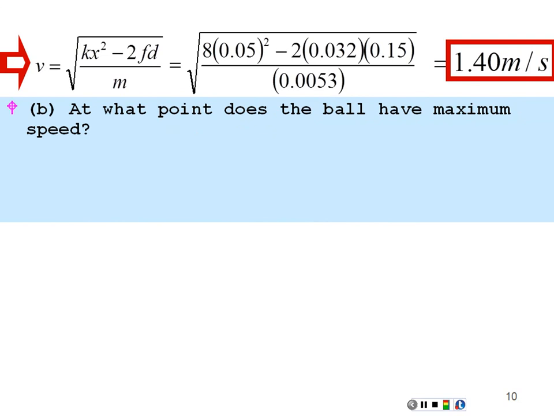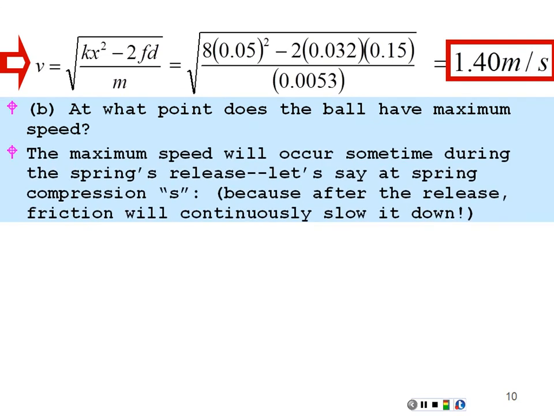At what point does the ball have maximum speed? This is kind of a more difficult twist to the problem. The maximum speed will occur sometime during the spring's release. Let's say at some spring compression S, because after the release the friction will continuously slow it down. So we want to find out where this S is.